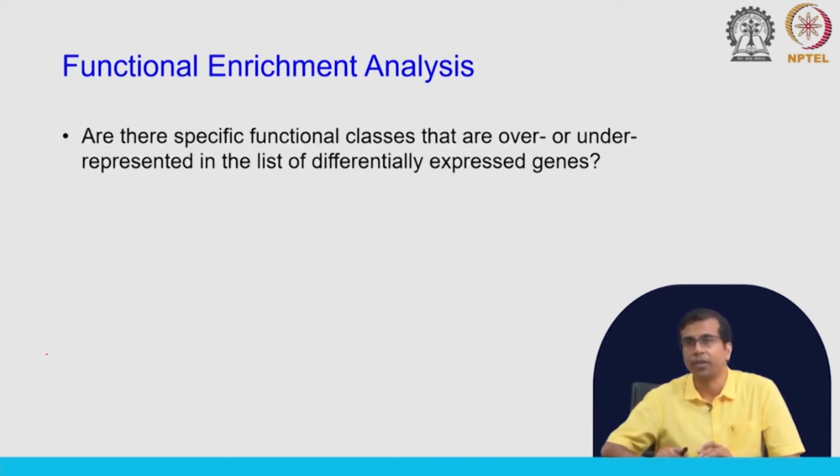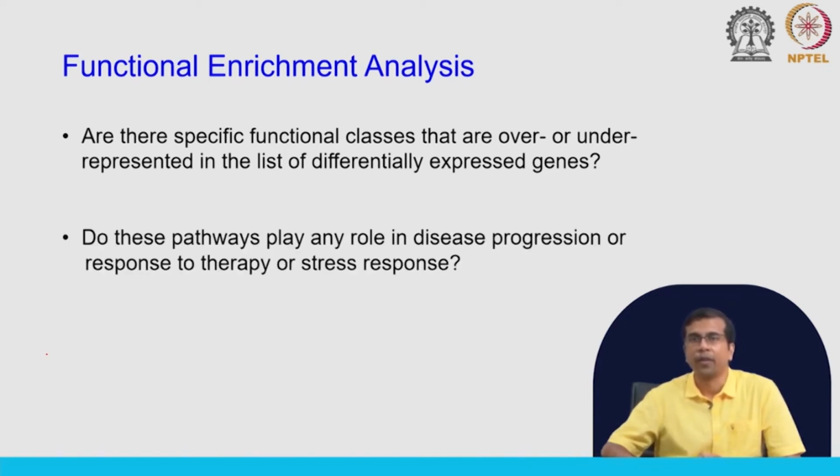These are the questions that we ask here. Are there specific functional classes that are over or under represented in the list of differentially expressed genes? We are probably asking this question because we want to understand the biology, what is actually happening inside the cell in case of disease samples or in case of treatment versus control analysis. The functional classes that are over represented are probably very important for the disease progression and so on.